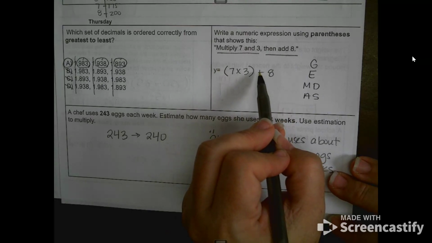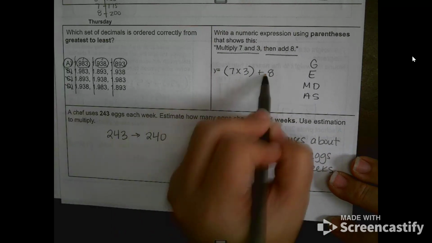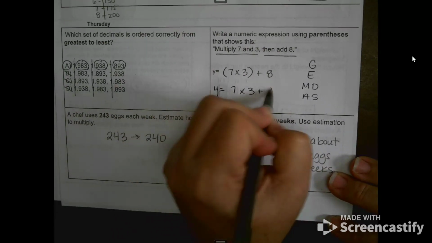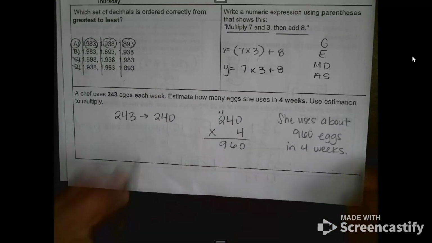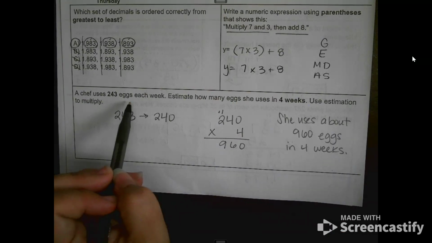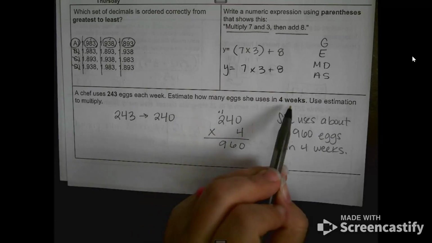Then I add 8. And we always multiply before we add. So technically you could have just put 7 times 3 plus 8. Either one works for that. And then on this one, a chef uses 243 eggs each week. We're going to estimate how many eggs she uses in 4 weeks.